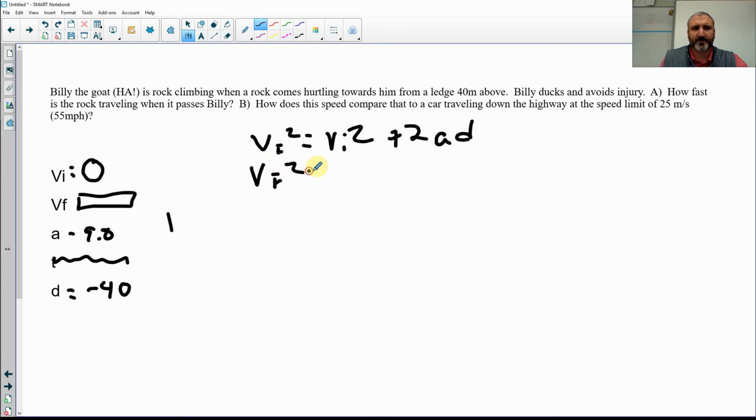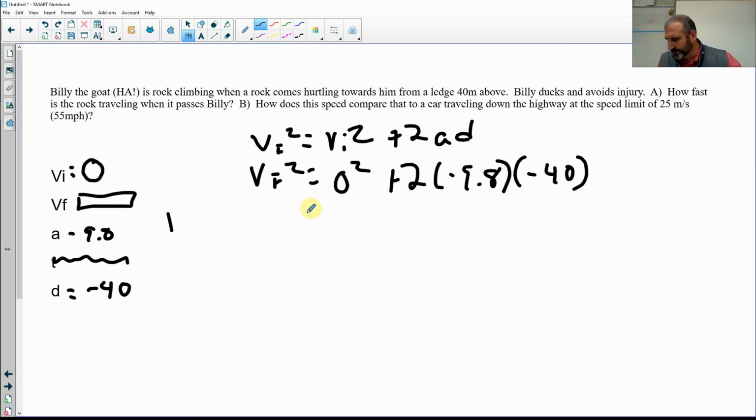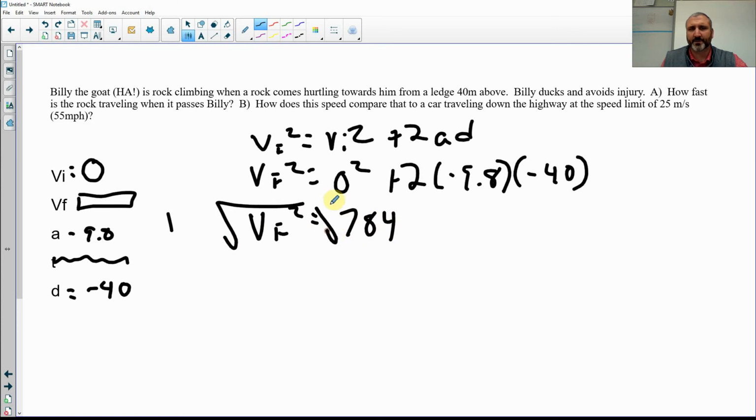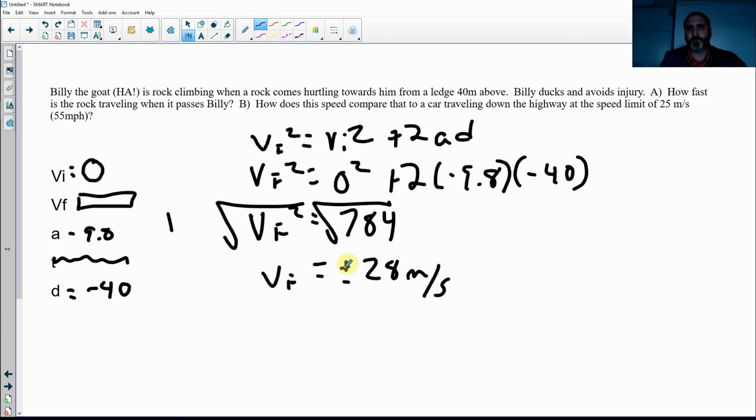VF squared equals 0 squared plus 2 times negative 9.8 times negative 40. So 2 times negative 9.8 times negative 40. That's going to give us a VF squared of 784. We don't want VF squared, we want VF, so we got to take the square root of both sides. So VF is technically plus or minus 28 meters per second, but we don't want the positive.